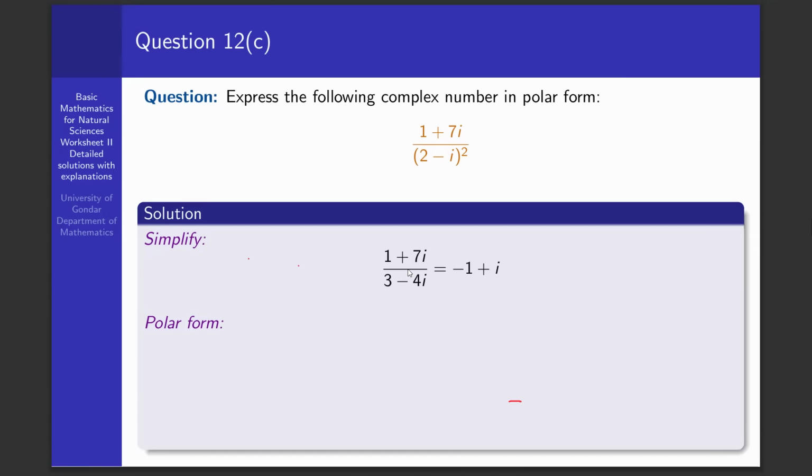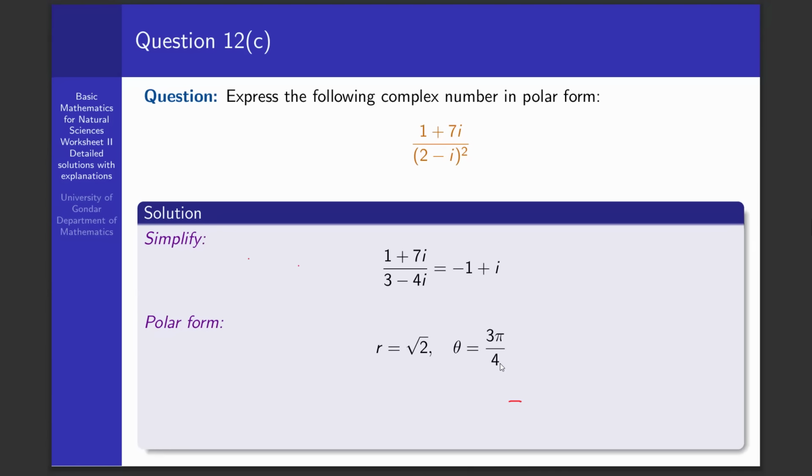So that the polar form will be, as we have seen previously in the previous question, in order to write the polar form of this complex number, we have to determine its modulus and the argument. The modulus is the square root of minus 1 square plus 1 square. I think that's radical 2, and its argument will be arctan of 1 over minus 1, or simply minus 1, which is negative, that is, positive 3 pi over 4, which is in the second quadrant.